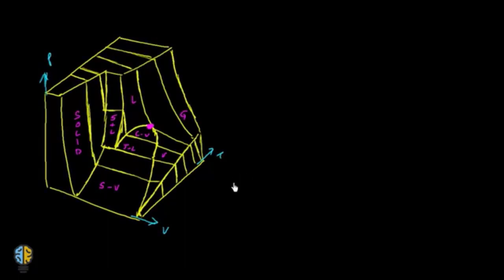Now, the state of a simple compressible substance is fixed by any two independent intensive properties. So, once the two appropriate properties are fixed, all the other properties become dependent properties. Remembering that any equation with two independent variables, let us say z, which is a function of x and y, represents a surface in space.